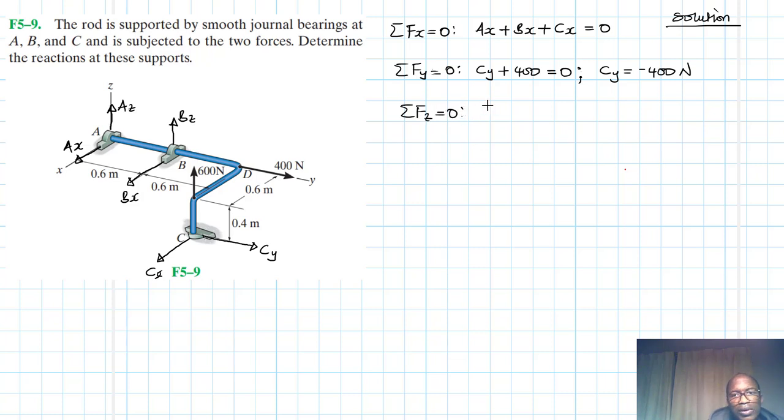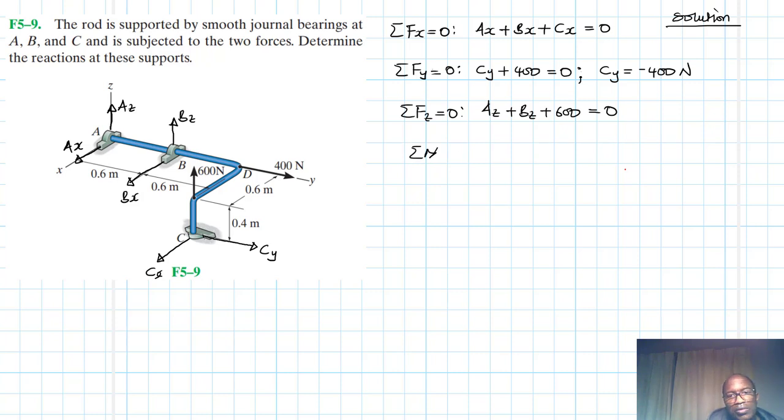Then let's go for summation of forces in the z direction. What do we have? We have az. What else? We have BZ. What else? We have plus 600. These are the only ones that we have, right? So this is equal to 0.